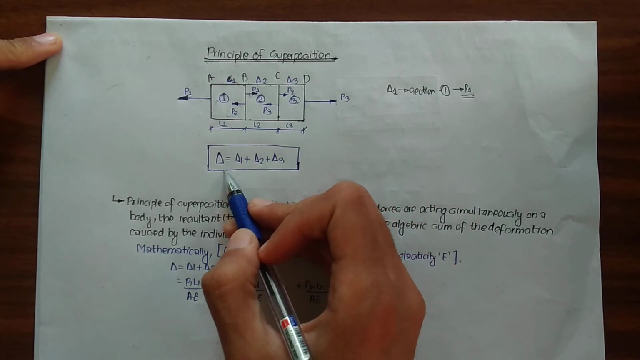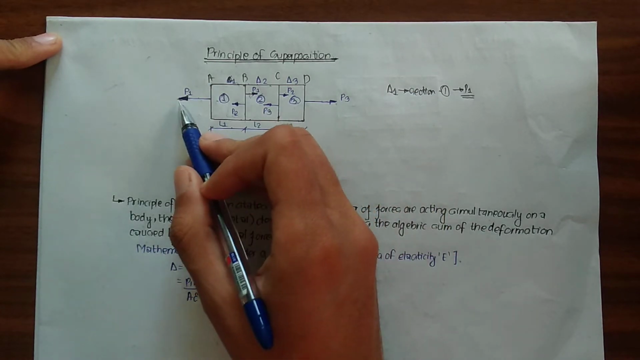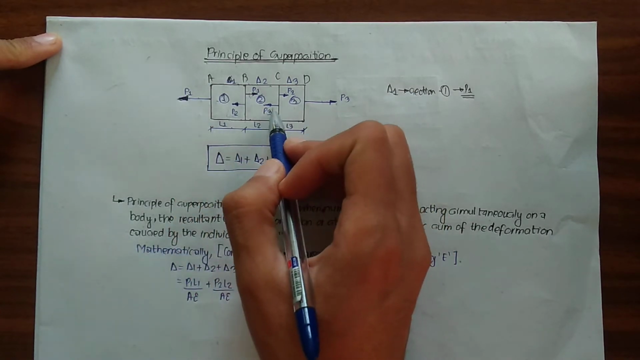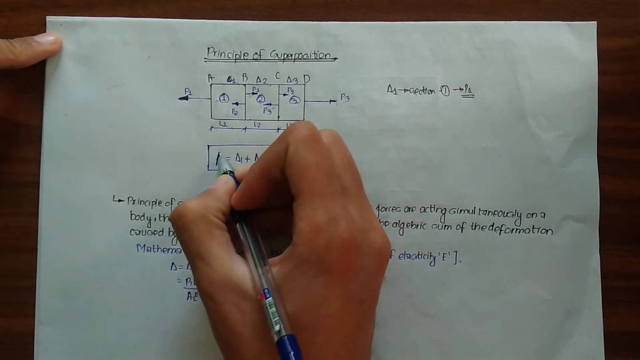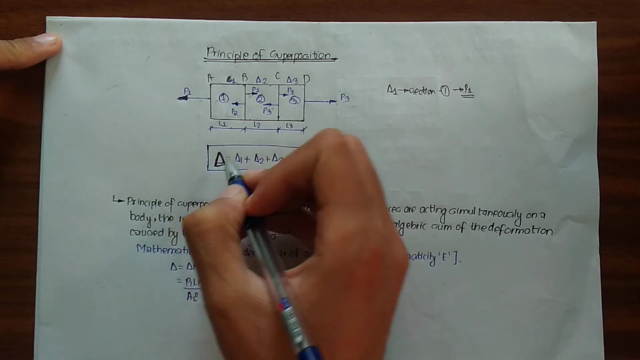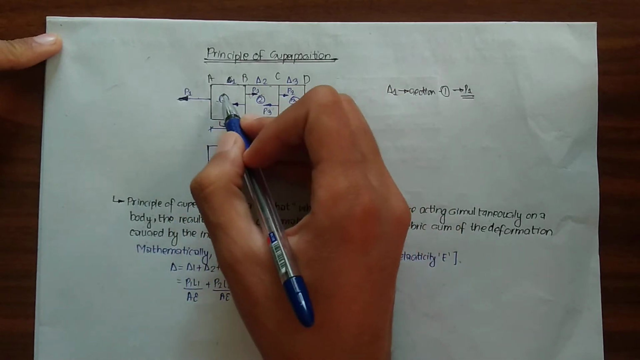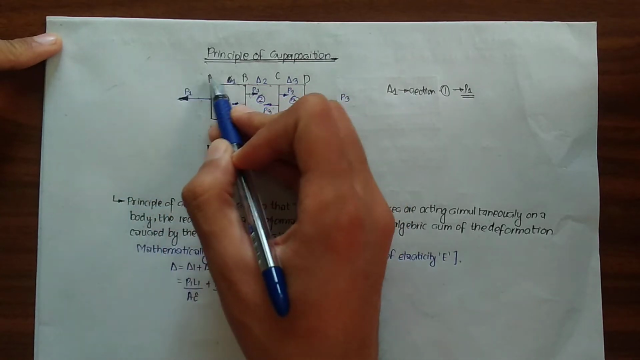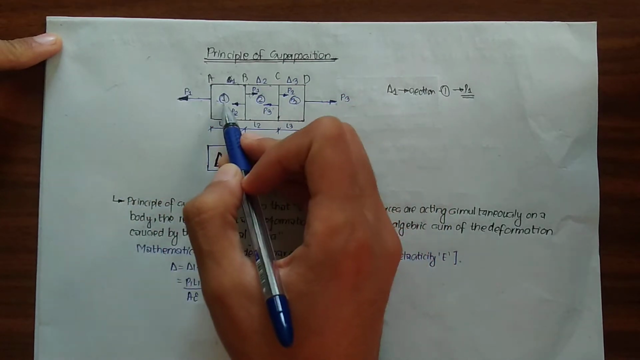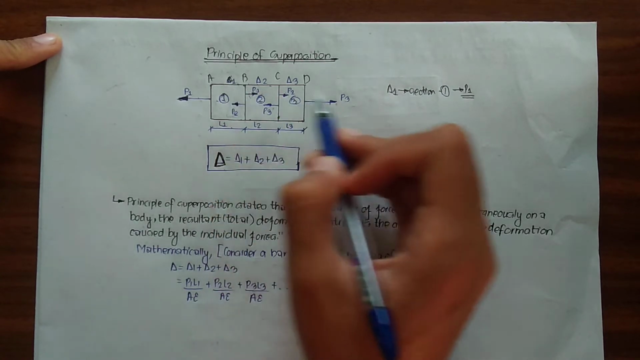So let's say I had to find the total deformation of this steel bar due to the presence of these forces P1, P2 and P3. If I denote the total deformation by del, then the total deformation would simply be equal to the deformation of section 1 plus section 2 plus section 3. So simply to conclude, the total deformation of this steel bar will be equal to the deformation of section 1 plus the deformation of section 2 plus the deformation of section 3 due to the presence of these forces P1, P2 and P3.